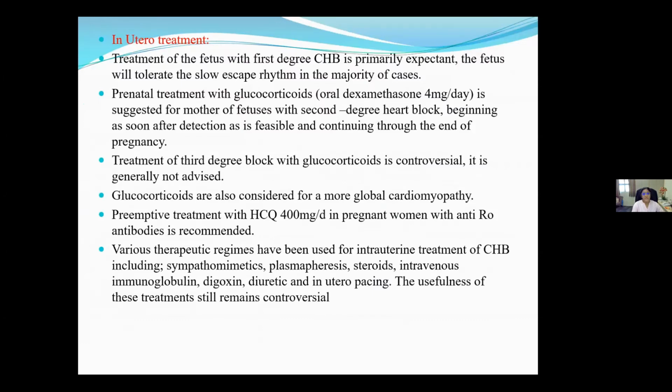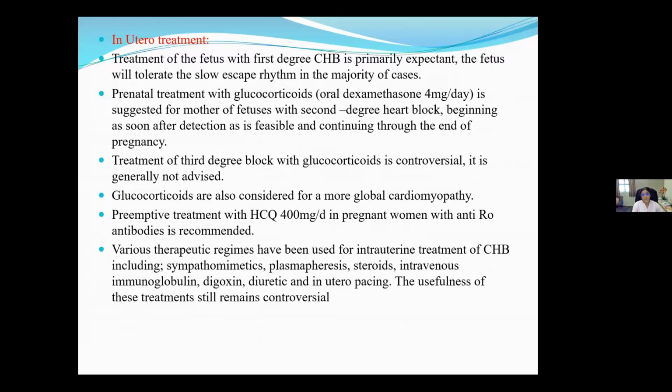In utero treatment of the fetus with the first degree heart block is primarily expectant. The fetus will tolerate the slow escape rhythm in the majority of cases. Prenatal treatment with glucocorticoids, that means oral dexamethasone, was given 4 milligram per day. It is suggested for mothers of fetuses with second degree heart block, beginning as soon as detection is feasible and continuing through the end of the pregnancy. Treatment of third degree block with glucocorticoids is controversial. It is generally not advised.